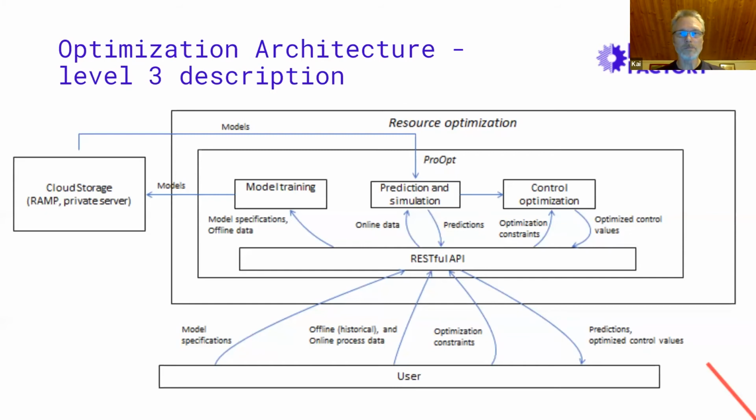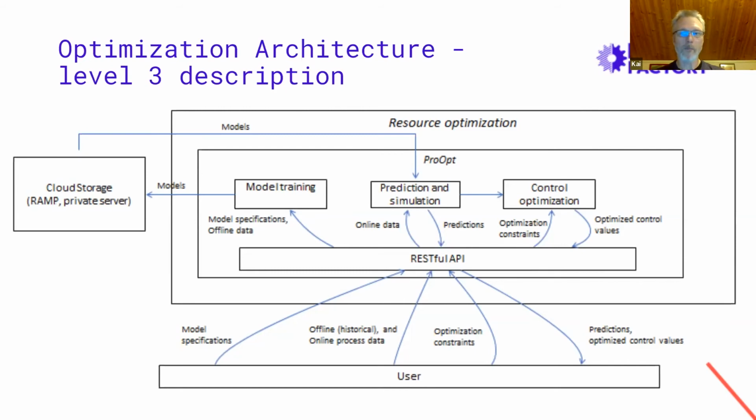When the trained models are available, external applications can use the second module, which is called the prediction and simulation module. External applications send the process data to ProOpt, which will be transferred to the prediction and simulation modules. And there, the module will make the predictions and return the predictions to the applications. External applications can also alter the process data and send the data to the simulation module, which allows simulating different scenarios of the process.